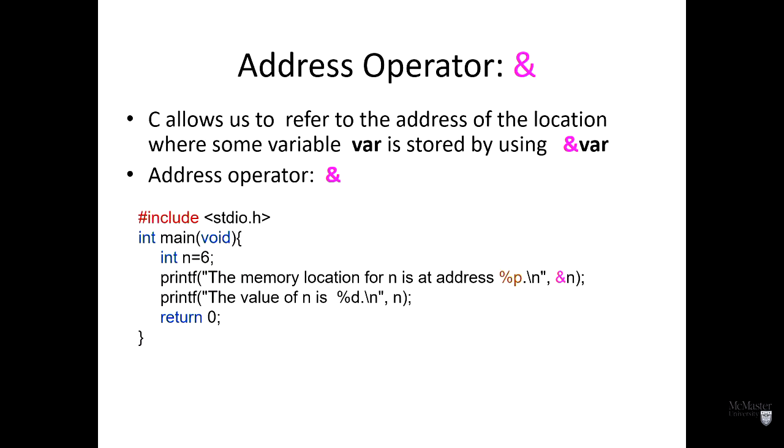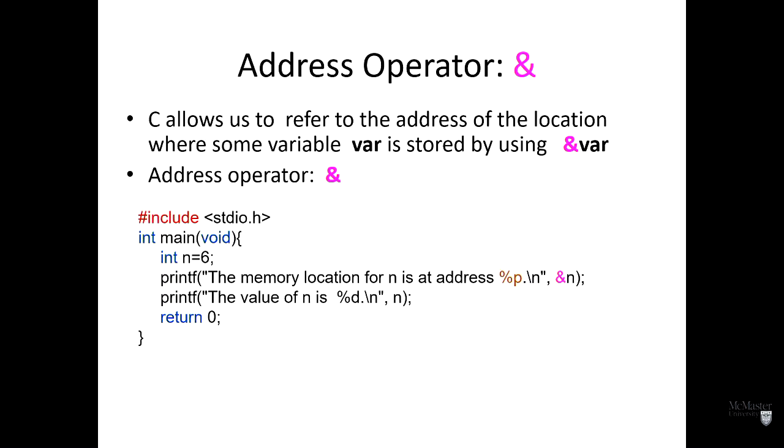Then I print 2 things. I print the memory location for this n is at address. I'll tell you what this is right now. But here, &n is the address of n, not the value. So &n is not 6, right? &n is the place in memory where this 6 is stored. So it's a memory address. The value of n is this thing, and we had this before, and basically you print n. So it will be an integer value, which is 6. So we know that the second line will give us 6. But the first line will give us where the 6 is located in the memory.